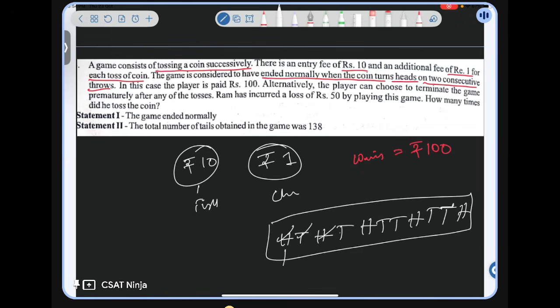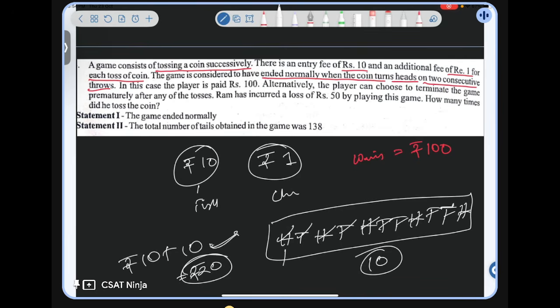1, 2, 3, 4, 5, 6, 7, 8, 9, 10. There were 10 tosses. That means the registration fee was 10 rupees plus the toss charge was 10 rupees. So you will have to pay 20 rupees, and you are at a loss of 20 rupees, because your registration fee was 10 rupees and you tossed the coin 10 times. I'm just explaining the game here.